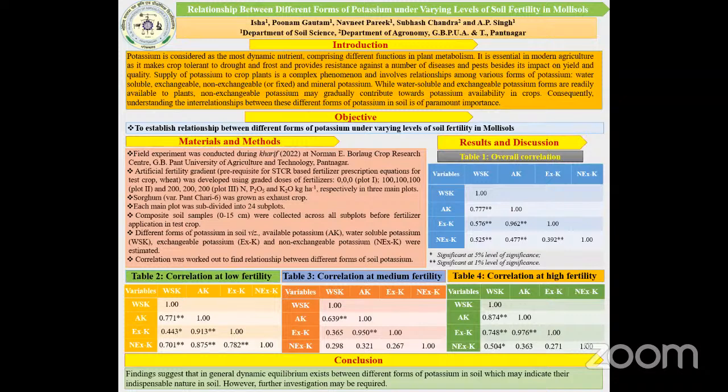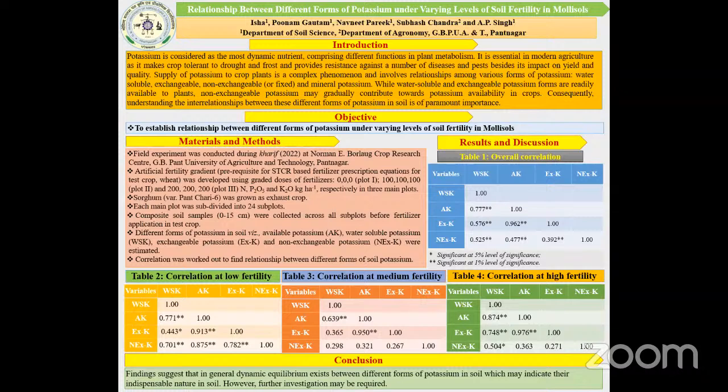Coming to the results and discussion, as can be observed, considering the 72 plots, that is the overall correlation, there was a very highly significant correlation among these different forms of potassium, that is water-soluble potassium, available potassium, exchangeable potassium, and non-exchangeable potassium.